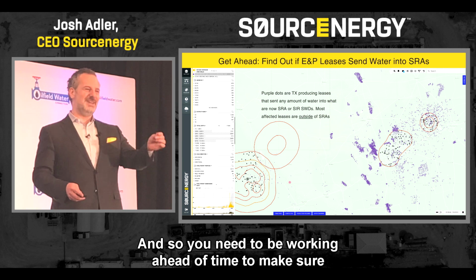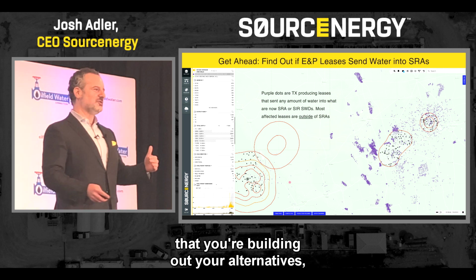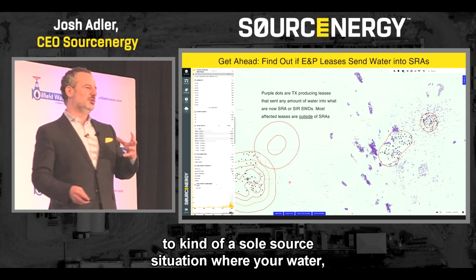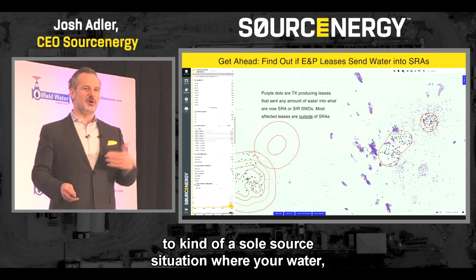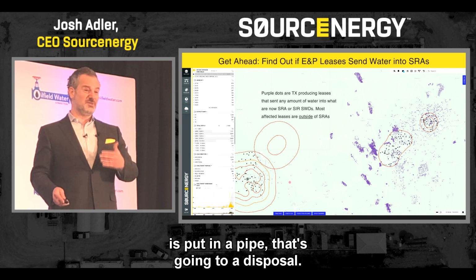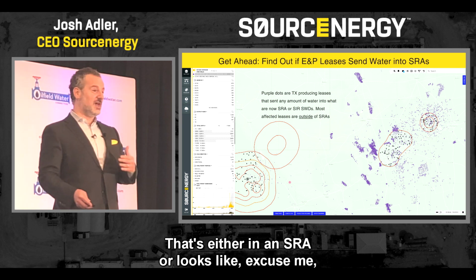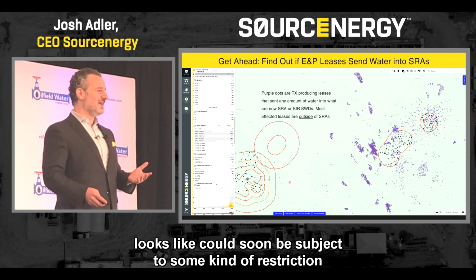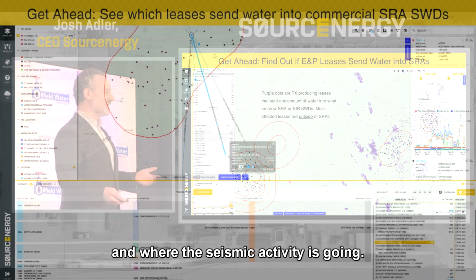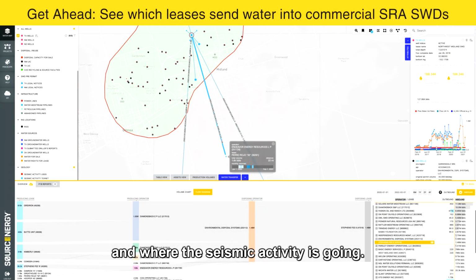And so you need to be working ahead of time to make sure that you're building out your alternatives if you're currently exposed very heavily to a sole source situation, where the only economic way to get rid of your water is put it in a pipe that's going to a disposal that's either in an SRA or looks like it could soon be subject to some kind of restriction based on where the fault lines are and where the seismic activity is going.